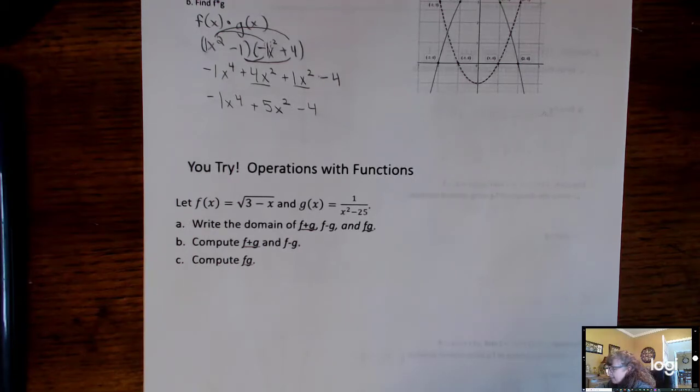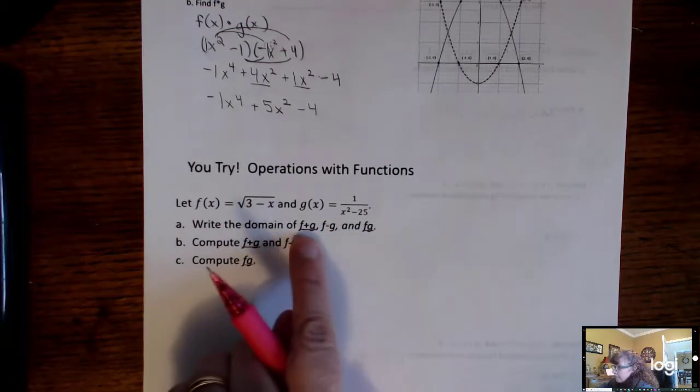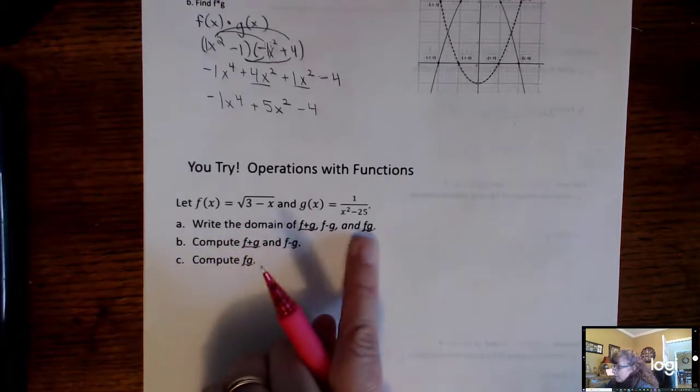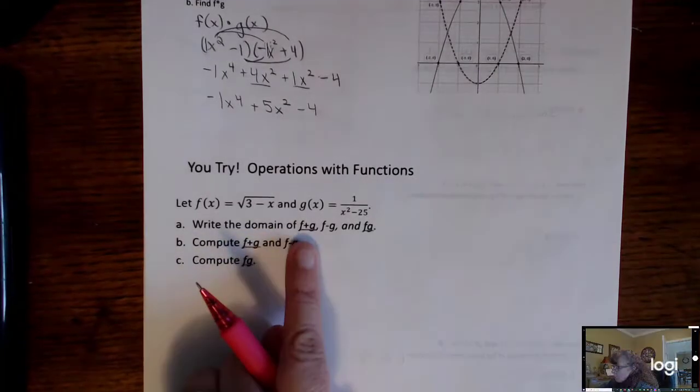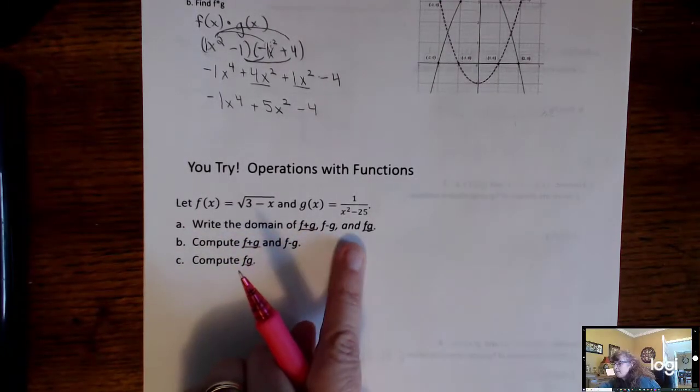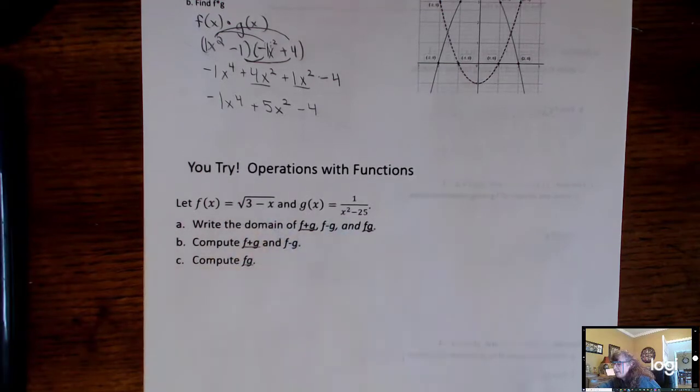So A says write the domain of f plus g, f minus g, and f times g. So all three of these are going to have the same domain. So you only have to do this problem once. The domain of f plus g, f minus g, and f times g is the same. You find the domain of f, you find the domain of g, and then you take the intersection. So I saved the hardest domain one for the last one.